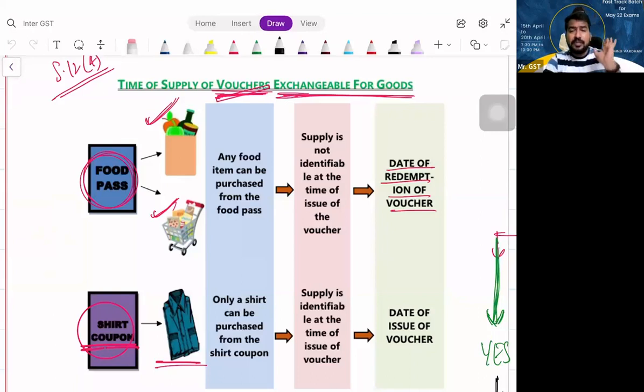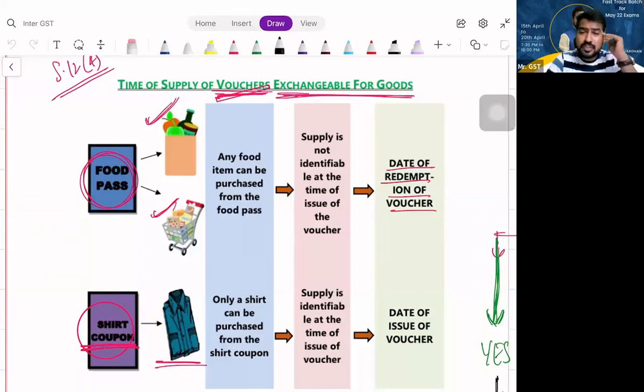Now, I am a supermarket owner, and I'm selling vouchers to you. You are regularly purchasing something from me, and you have purchased this month something worth 2,000. I gave you a voucher for 500 rupees, but you are buying that voucher from me, paying 99 rupees. That means I am selling the voucher to you.